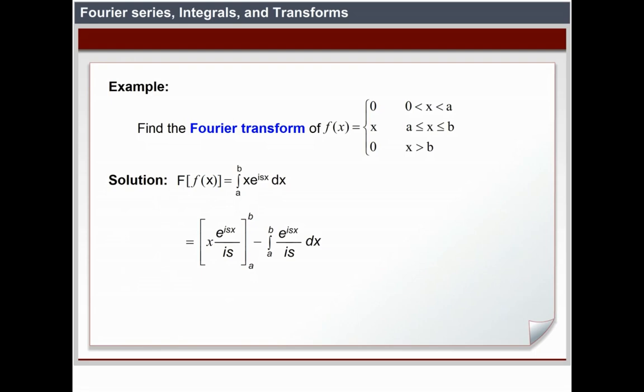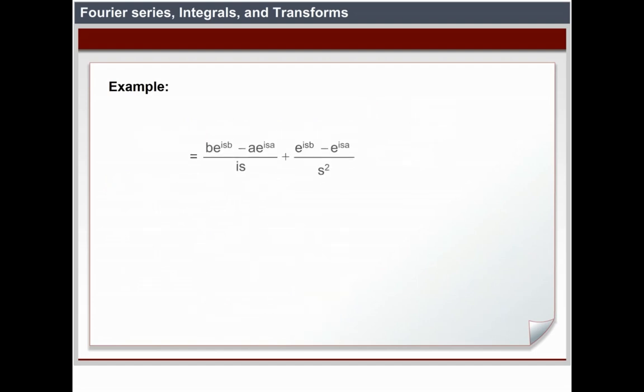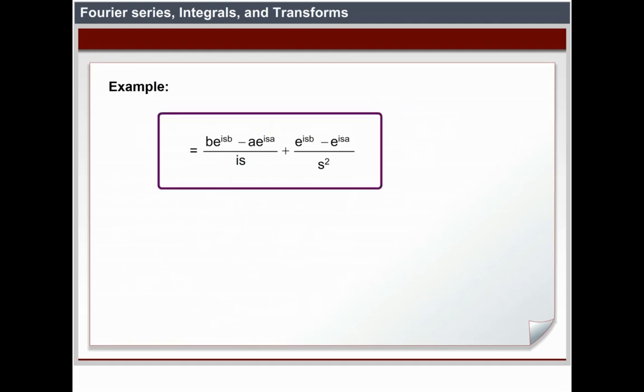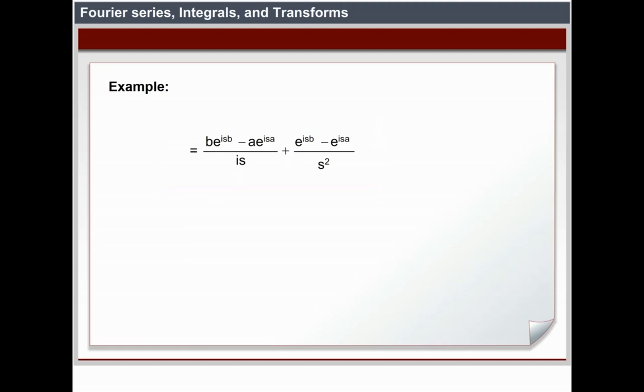Here we use the formula uv minus integral v du, equal to 1 by is into b into e power isb minus a into e power isa minus e power isx by is square, that means is the whole square, with the limit a to b. After applying the limits, we get the final answer: b into e power isb minus a into e power isa divided by is, plus e power isb minus e power isa divided by s square.